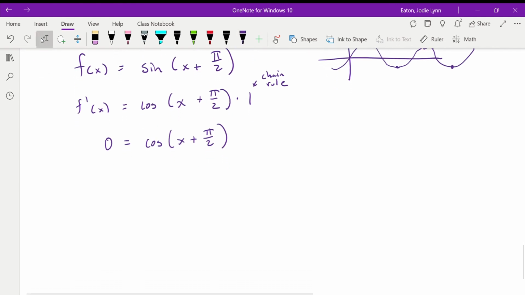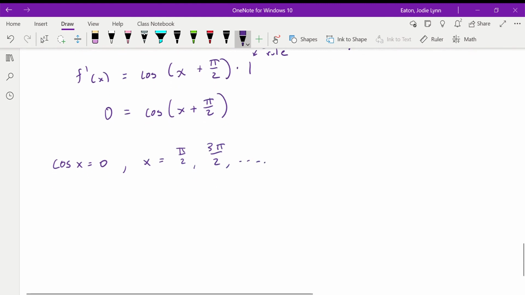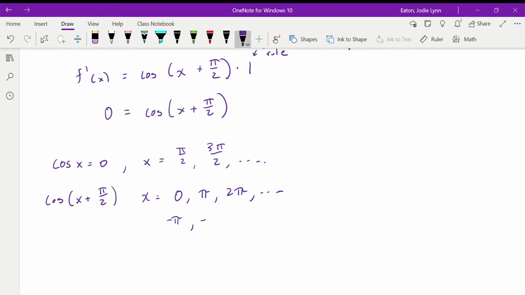We know that cosine x equals 0 for x equal pi over 2, 3 pi over 2, etc. So for cosine of x plus pi over 2, we just have to back it up by pi over 2. So that's going to be x equals pi over 2 minus pi over 2, which is 0, pi, 2 pi, etc. And it's also going to include negative pi, negative 2 pi, and all of those as well.